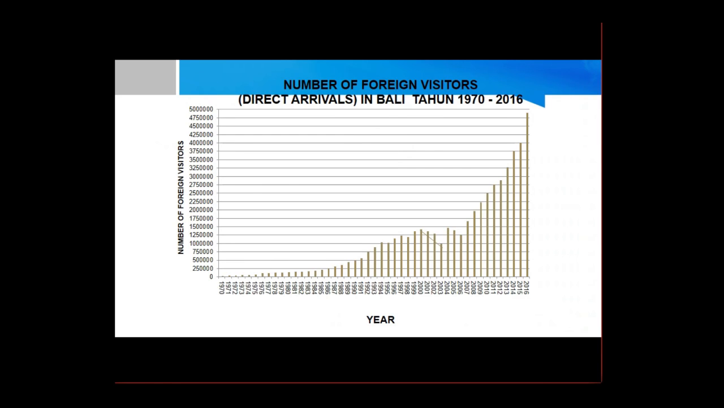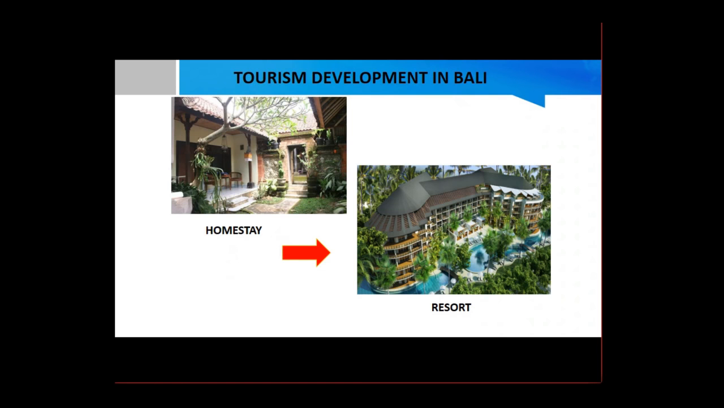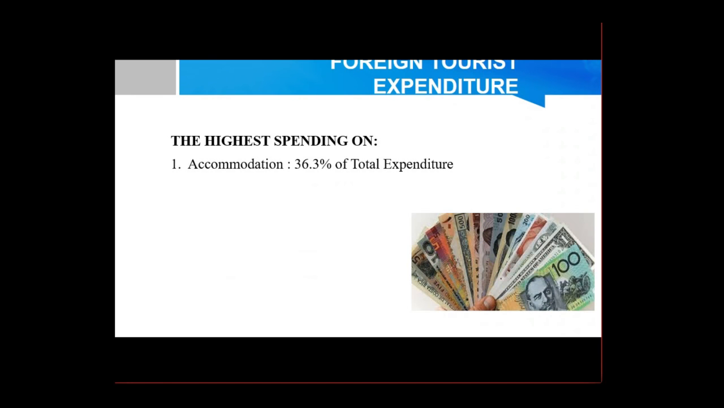The demand of the tourists has been recorded, and you can see the number of foreign tourists has been increasing, up to 500,000 for 2016 only. In terms of domestic tourists, the length of stay and expenditure in Bali have also been increasing. I use this slide, which was contributed by Dr. Agung Suryawan from the Center of Tourism at the University of Udayana. From the homestay, traditional style, it tends to shift to resorts to cater to the number of tourists and their expenditure.